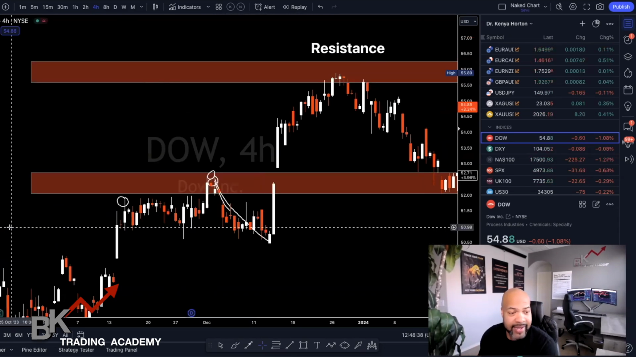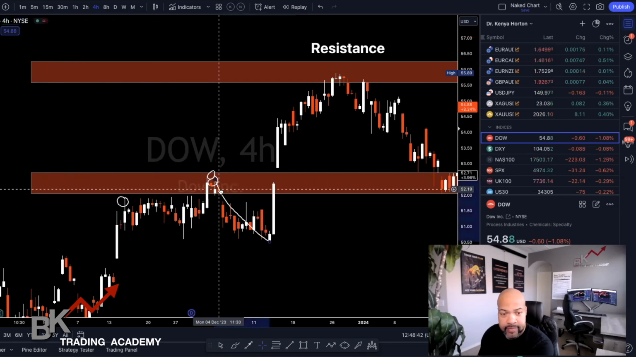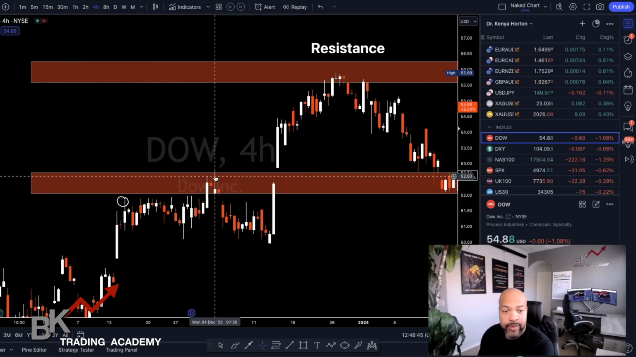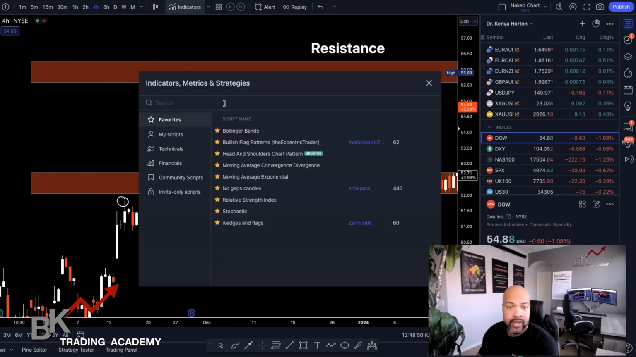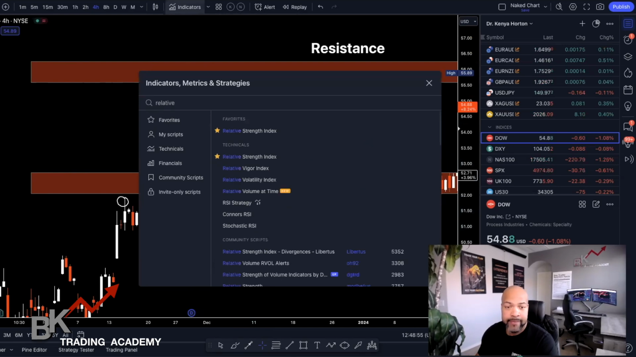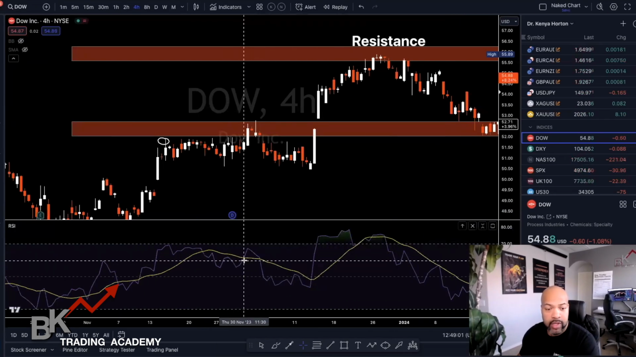So I'm going to X out of here. I'm going to show you exactly what I mean. So let's go ahead and clear my chart. And what you would do if you're in TradingView, go to indicators right here at the top. Simply type in relative strength index, right? Once you do that, you will click it and it's right here. It will pull up your RSI.